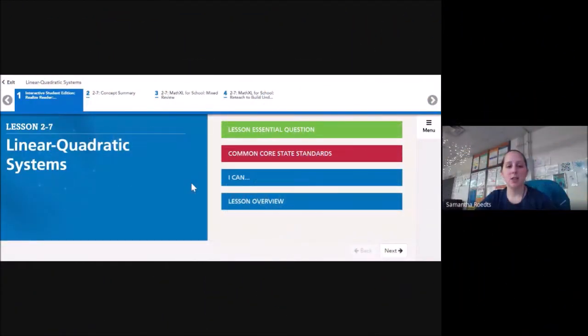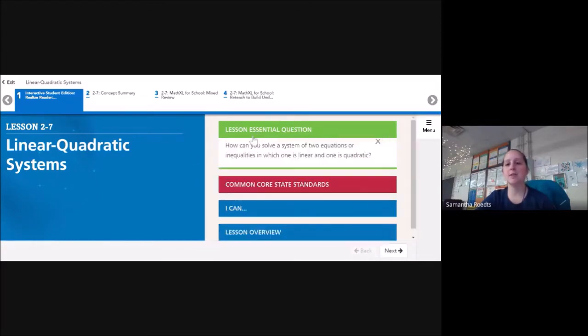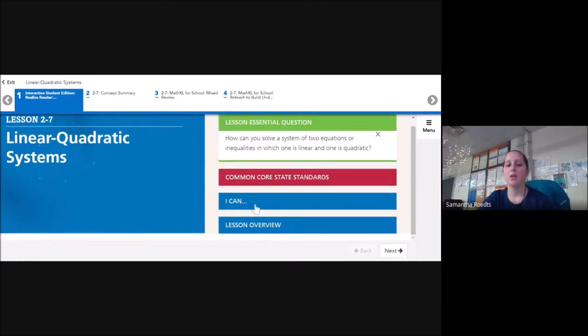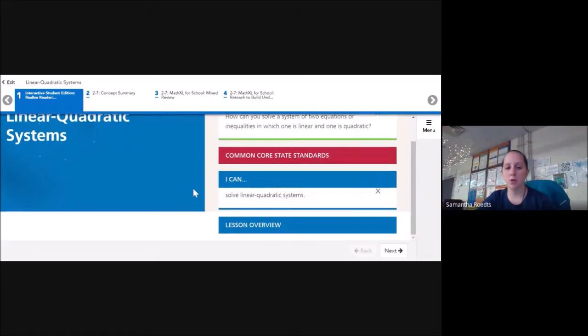All right, this is Unit 2, Lesson 7, Linear Quadratic Systems. So our lesson essential question is, how can you solve a system of two equations or inequalities in which one is linear and one is quadratic? So at the end of this lesson, you will be able to solve linear quadratic systems.